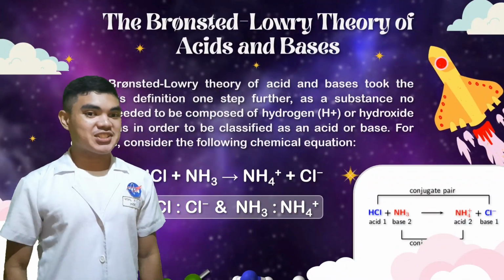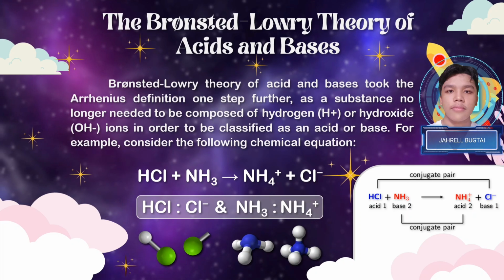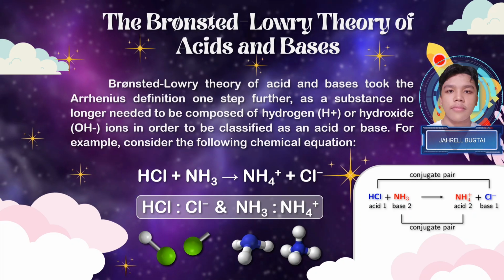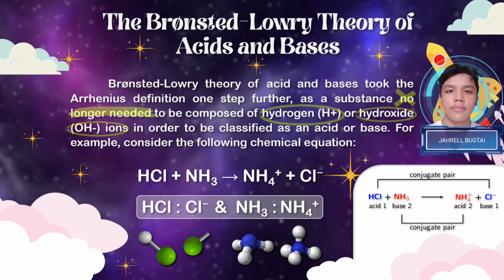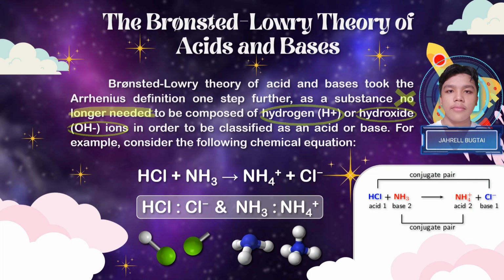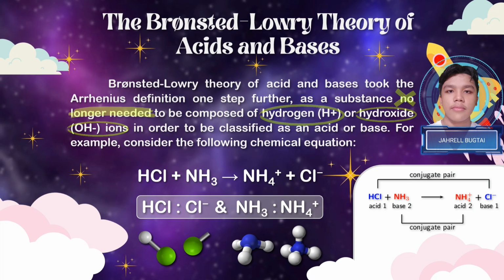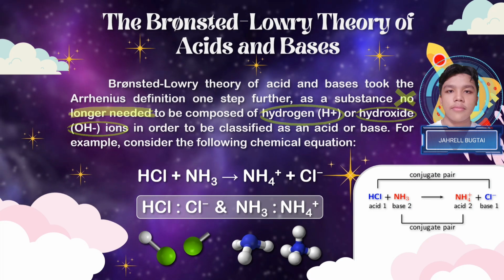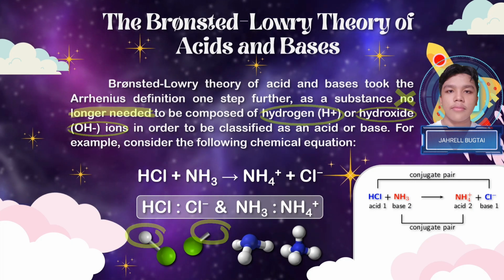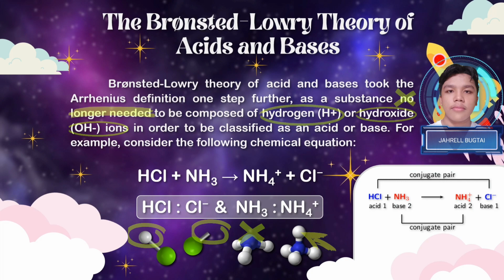However, there's another catch, which will be explained by Jarrell. Thank you, Axel. At this juncture, the Bronsted-Lowry theory of acids and bases took the Arrhenius definition one step further. Therefore, a substance is no longer needed to be composed of hydrogen or hydroxide ions in order to be classified as an acid or base. For example, let us consider the following chemical equation. HCl plus ammonia, both aqueous, will produce ammonium ion plus chloride ion. Hence, notice here that only one proton differs, as there's one hydrogen missing here, and one proton differs here too, as this has one hydrogen atom while this has none.